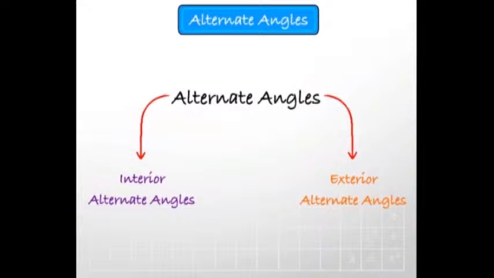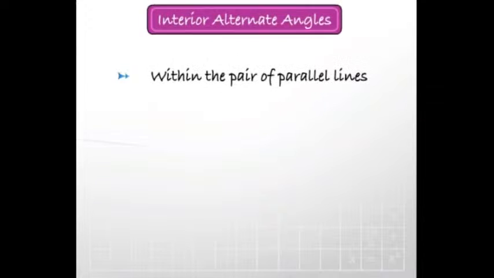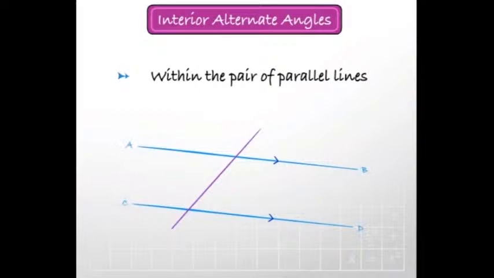Let's look at interior alternate angles. Interior alternate angles are alternate angles within the pair of parallel lines. So, the interior alternate angles would be and. In both cases, you will notice that these alternate angles are inside the parallel lines. This is the feature that makes these angles interior alternate angles.